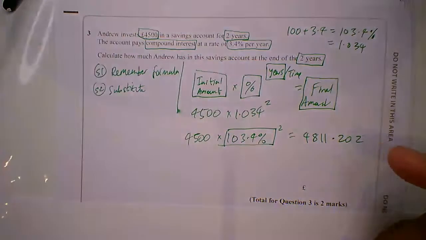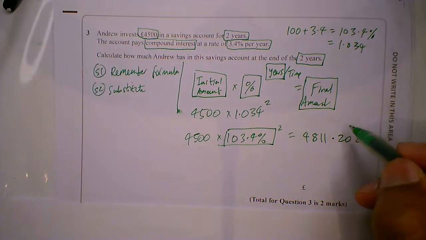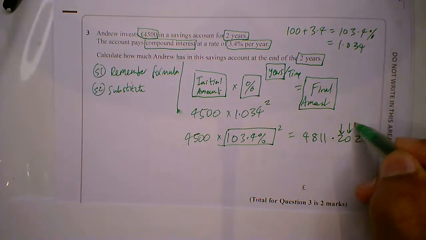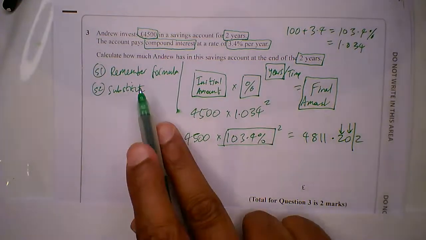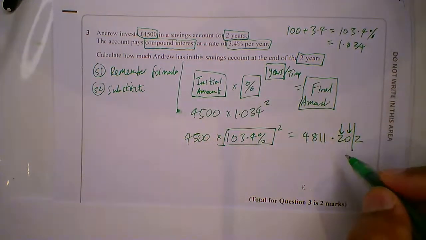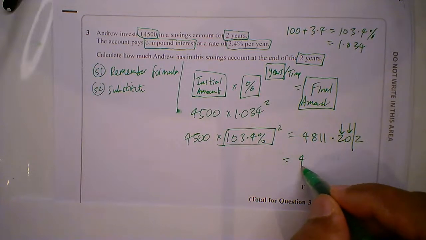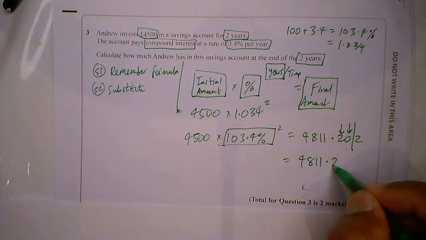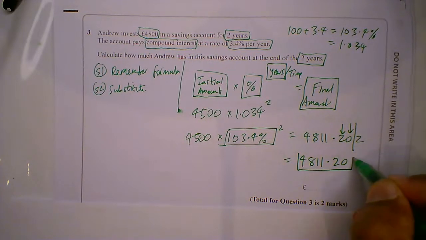Okay, so if you're not sure about that. Now, pounds and pennies has 2 decimal places. Calculate how much Andrew has in his savings account at the end of 2 years. So our final answer is 4811.20. That is our final answer.